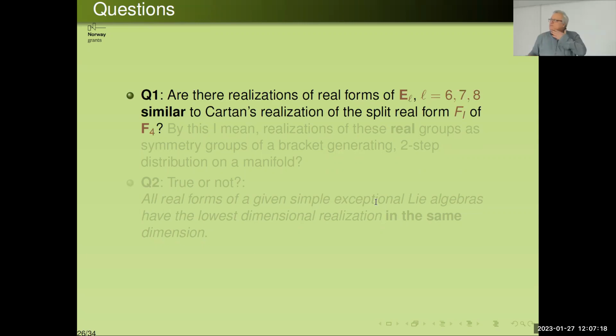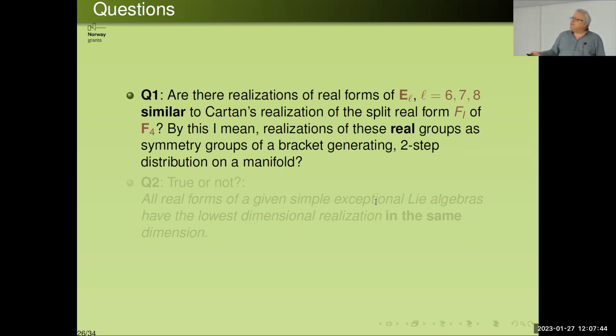So let me ask the questions. I want to ask now about the realizations of these split real forms of E-L, really similar to Cartan's realization of F4 and G2. Because, as I said, his realizations in the lowest dimensions are not similar, because they are one-step graded and not two-step graded. There is no distribution, right? By this, I mean realization of these real groups as symmetry groups of a bracket generating two-step distribution on the manifold. So that's the question. Can I realize these guys as symmetry of a bracket generating two-step distribution, right?